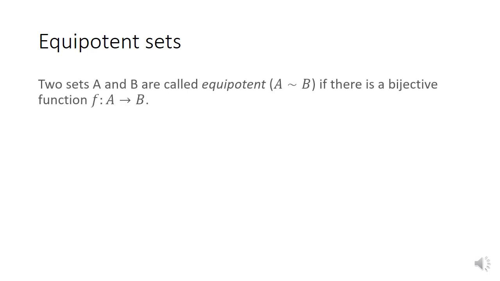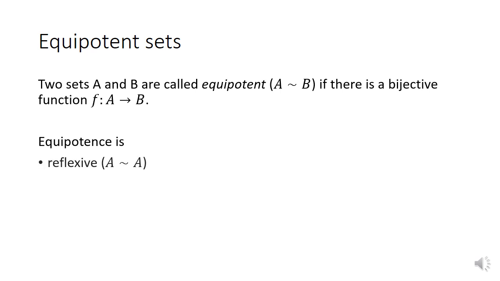Since bijections are one-to-one correspondences, they are used to compare sets in terms of size. Two sets A and B are called equipotent if there is a bijective function from A to B. Due to the properties of bijections that we have just learned, the equipotence of sets has the following properties, which are familiar from equivalence relations.